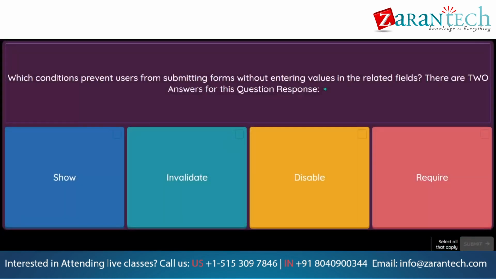Question: which conditions prevent users from submitting forms without entering values in the related fields? There are 2 answers for this question. Response: Option 1, show. Option 2, invalidate. Option 3, disable. Option 4, require.